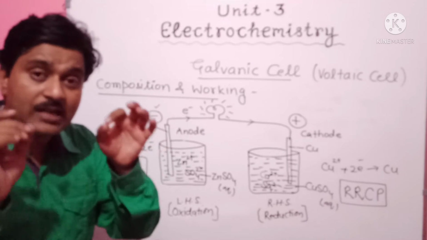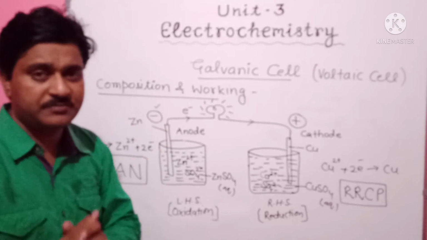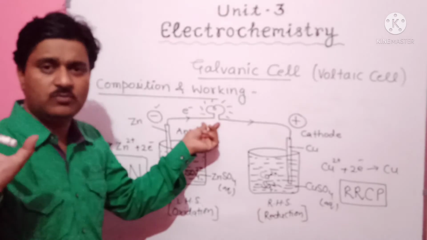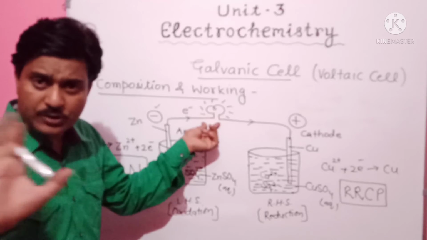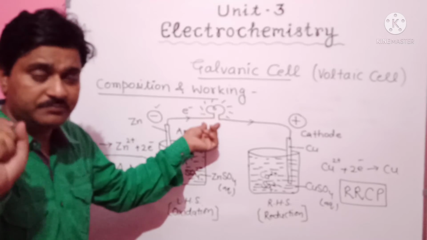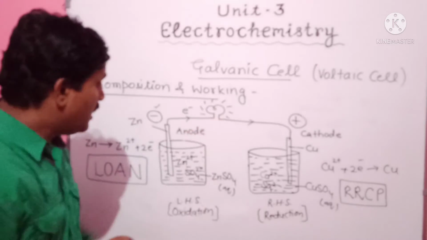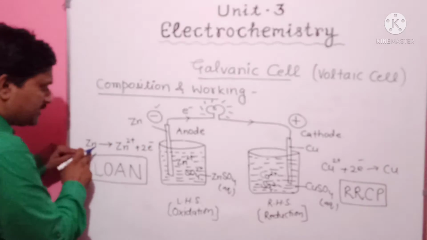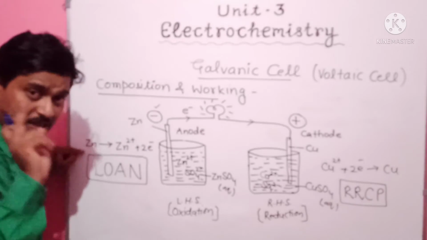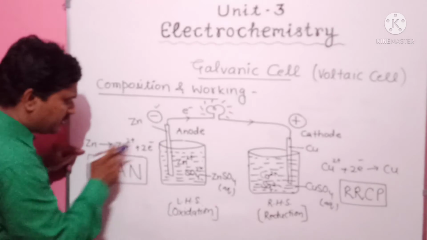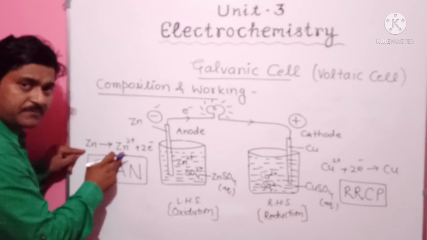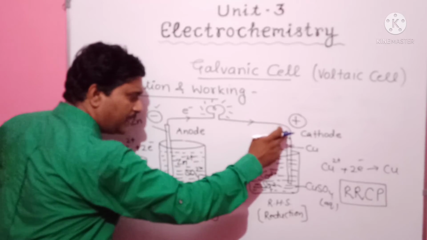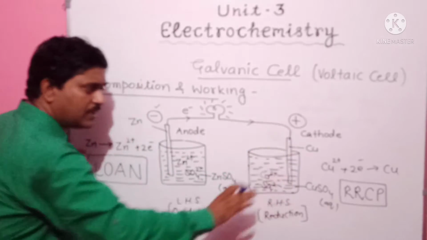What happens after 3 or 4 minutes? The bulb doesn't glow. It doesn't produce light. Why? What happens? These electrons are released by the zinc. Listen carefully. The electrons released by the zinc pass through the bulb and go to the cathode.